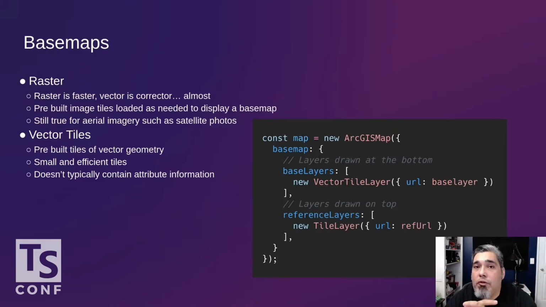So another solution you can do is to use vector tiles. Vector tiles are pre-built tiles of vector geometry. The geometry is very efficiently stored in these tiles. It's typically served out as protocol buffers from the services that you get them from and then parsed directly on the client. And they're small and efficient. They, again, are very fast over the wire. They're quick to draw, and they're not as large. They're much, much smaller in space size.